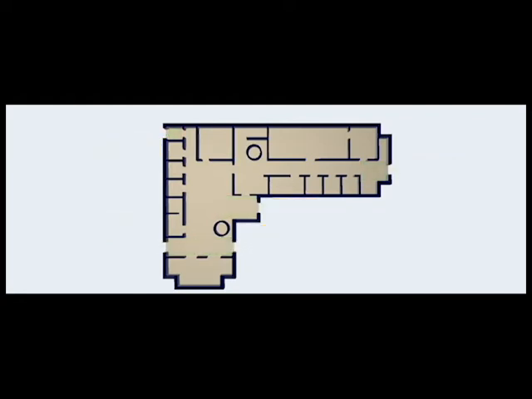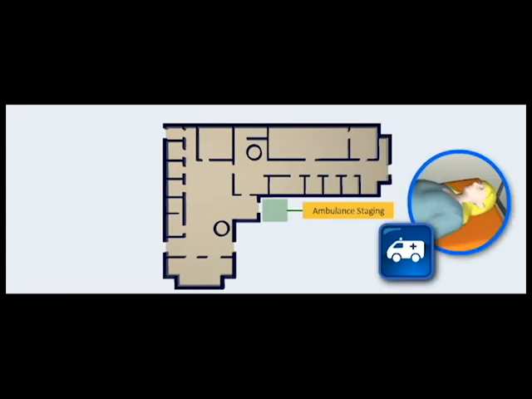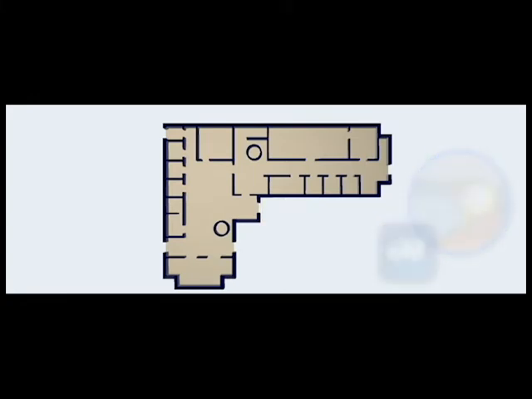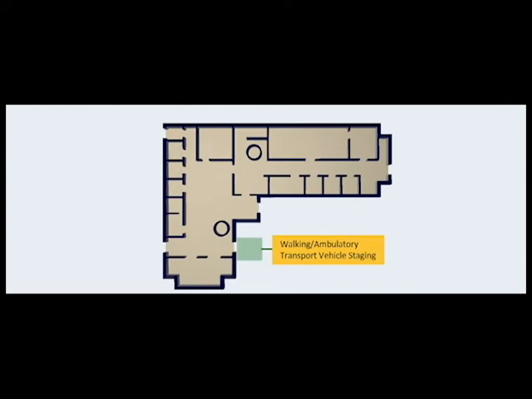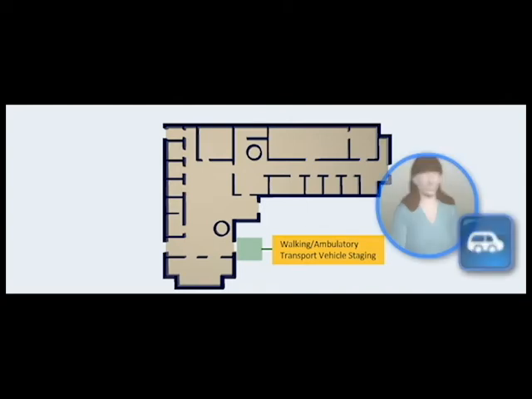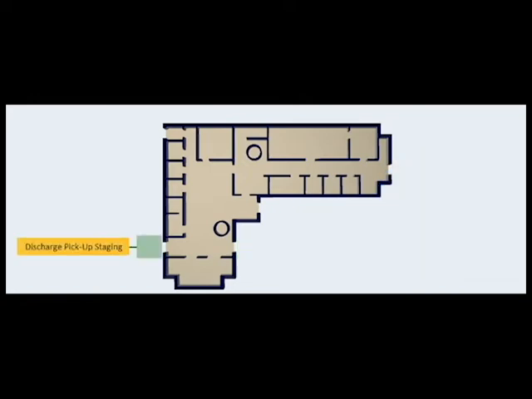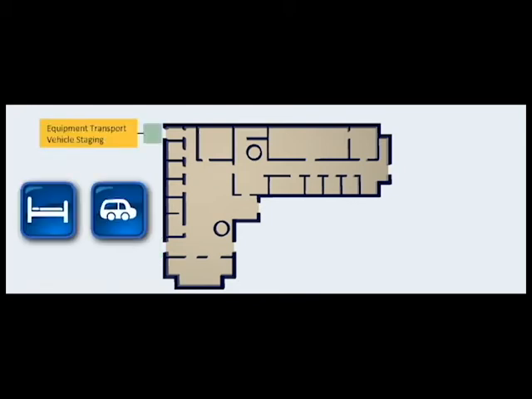The departure staging areas include ambulance staging for stretcher-bound patients, medical transport vehicle staging for specialized vans and minibuses that can transport wheelchair patients, walking ambulatory transport vehicle staging for buses, cars, and vans that can move patients who can walk on their own, discharge pickup staging for those patients being picked up and taken home, and equipment transport vehicle staging for trucks that can move hospital beds and other equipment.